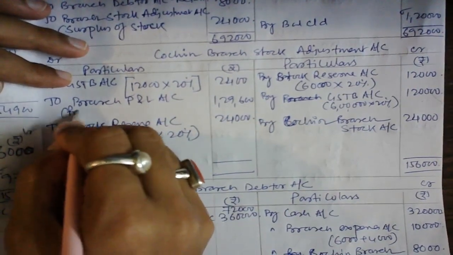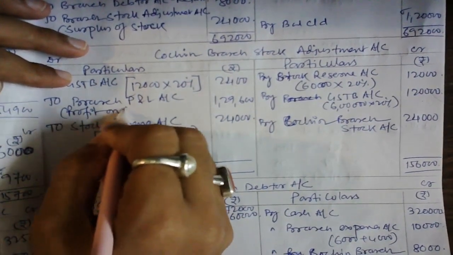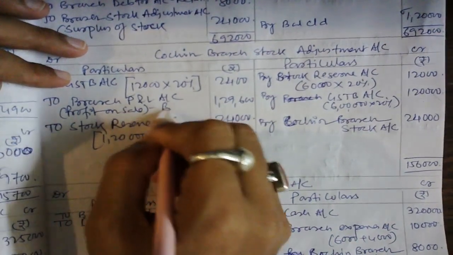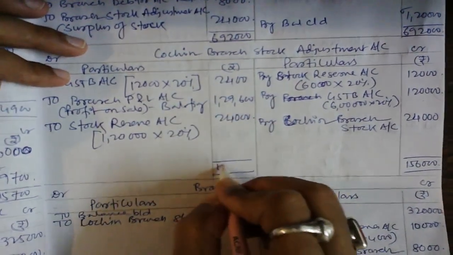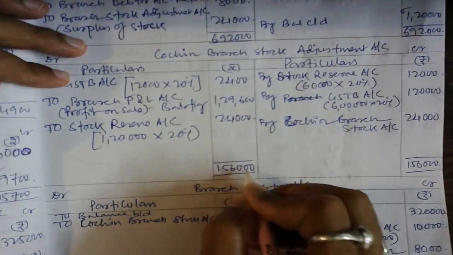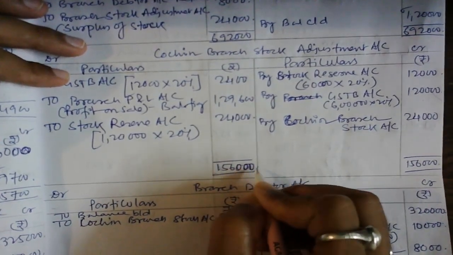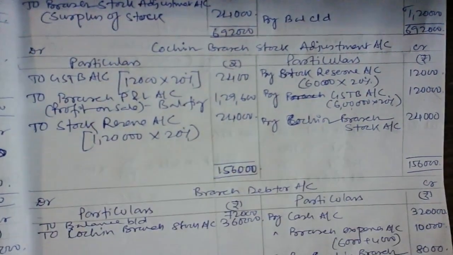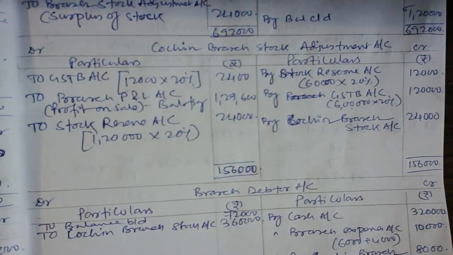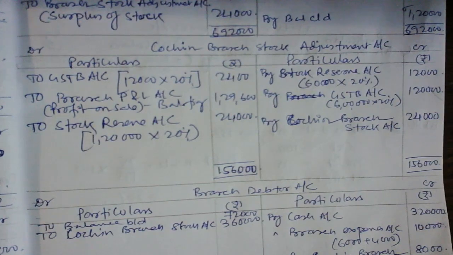Profit on sale, balancing figure 156. It's 156 perfect. It's 156 done.